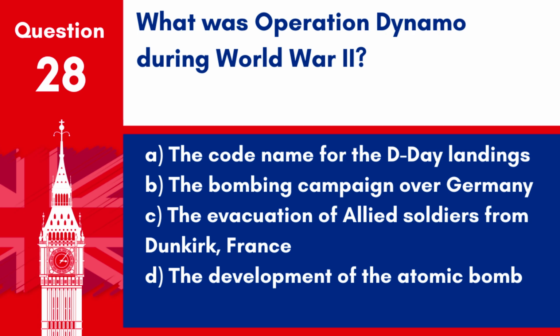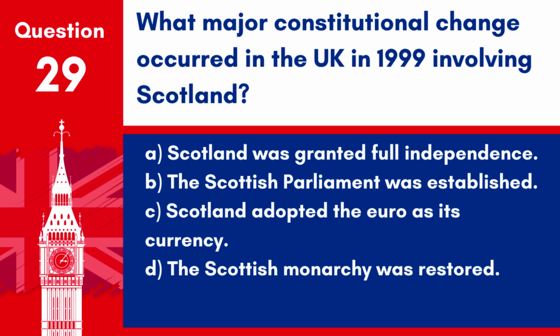Answer: C. The evacuation of Allied soldiers from Dunkirk, France. Operation Dynamo was the code name for the emergency evacuation of British and other Allied troops from the beaches of Dunkirk, France, in 1940. Question 29.